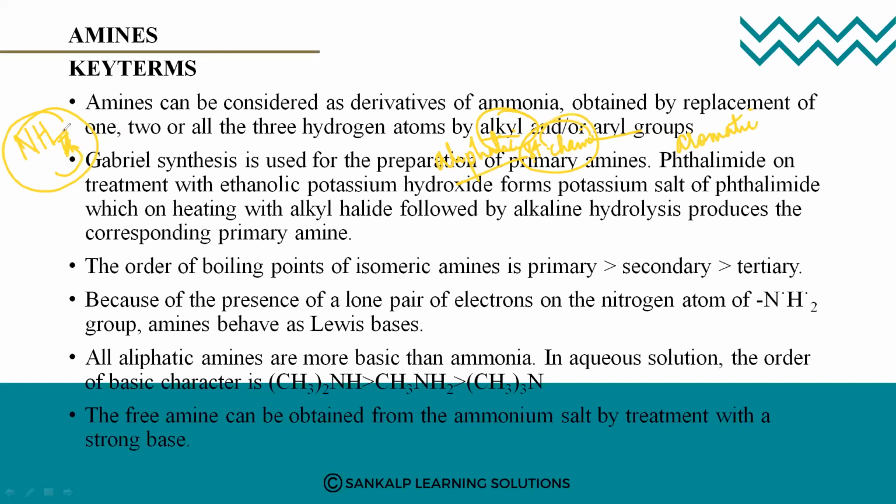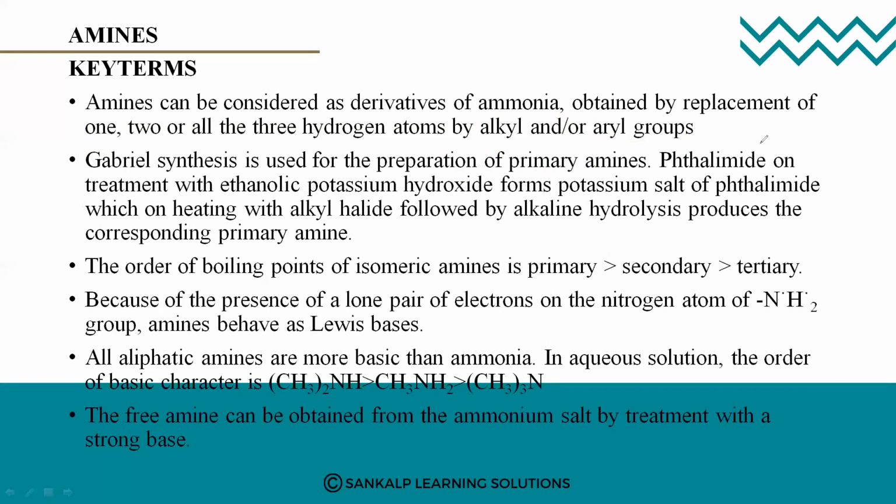So ammonia is NH3, right? This is the structure NH3. Either one or all three hydrogen atoms can be replaced by an alkyl group or an aryl group, and they are called amines. So amines are called the derivatives of ammonia, wherein one or all three hydrogen atoms are replaced by an alkyl or an aryl group.